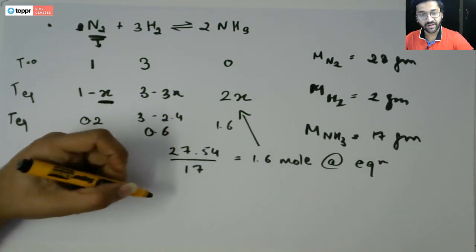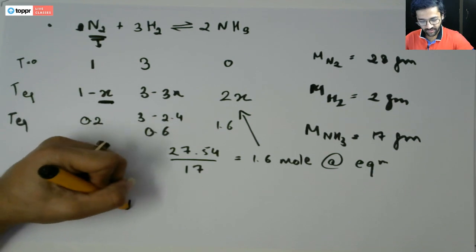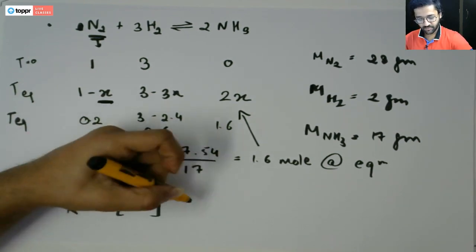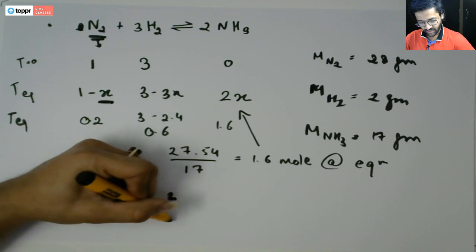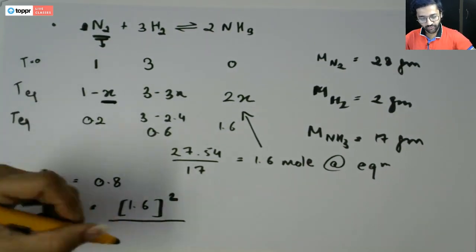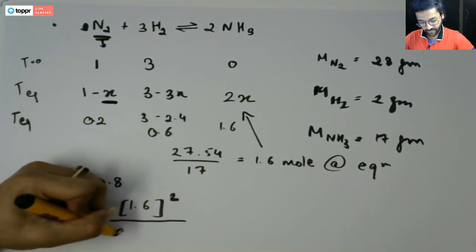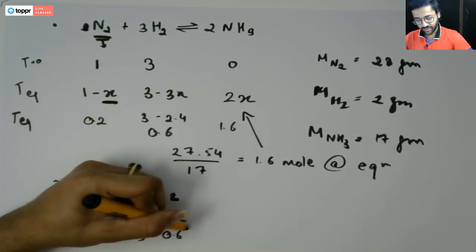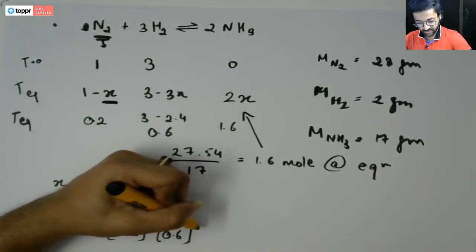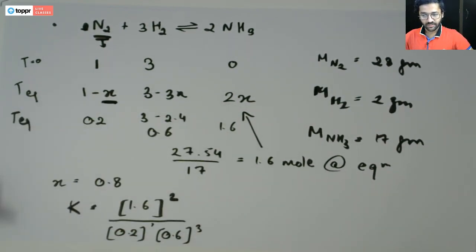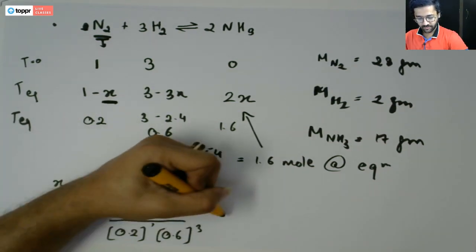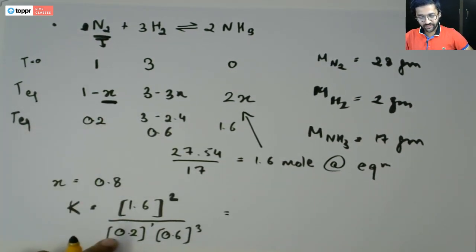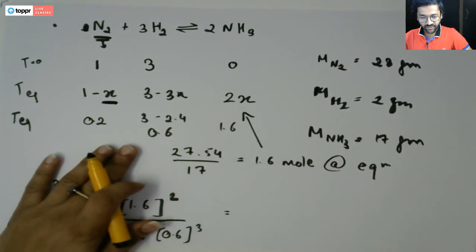So 1.6 by 1, that is 1.6 moles per liter for ammonia to the power of its coefficient, which is 2, divided by 0.2 moles per liter for nitrogen to the power of 1, and 0.6 moles per liter of hydrogen to the power of 3, correct? So this will give me the solution to this problem. We can solve this further and we can calculate the answer for K. Any issues? So we can move further with this.